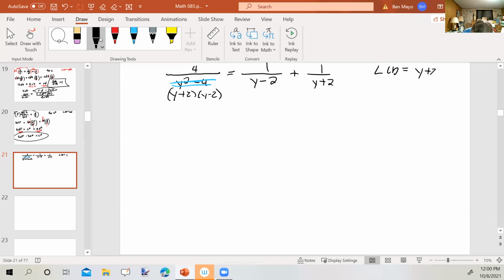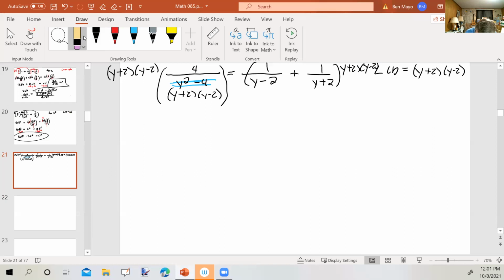LCD is y plus 2, y minus 2. Okay. Now, on this side of the equation, I'm going to multiply by y plus 2, y minus 2. On this side of the equation, I'm going to multiply by y plus 2, y minus 2. I know I'm encroaching on the, well, let's see here. We'll move that over. LCD, y plus 2, y minus 2. Okay. So I'm going to multiply this together. I'm going to distribute this and this.